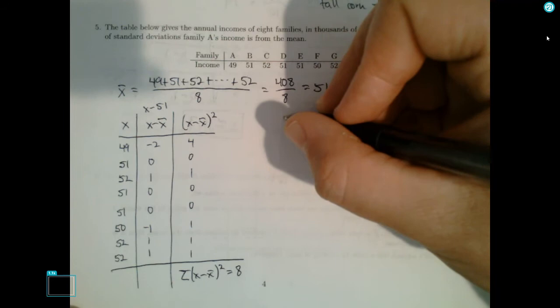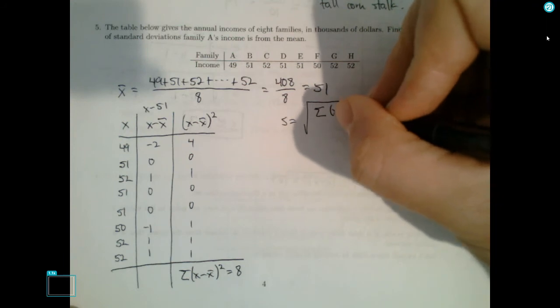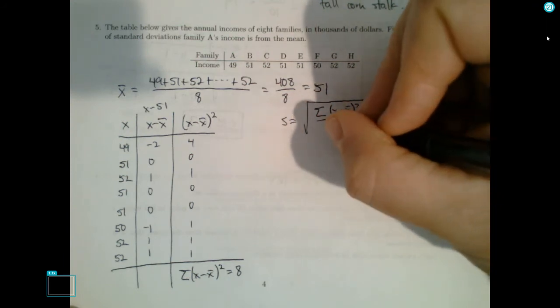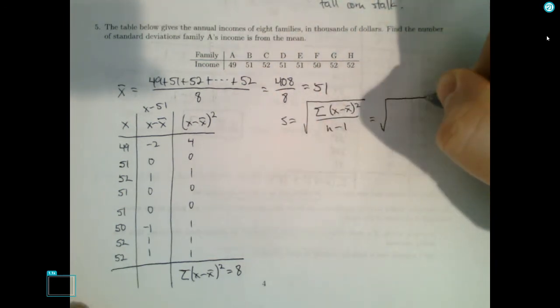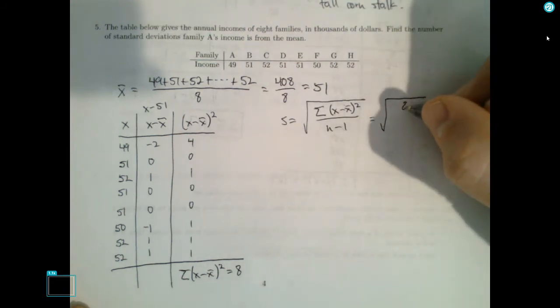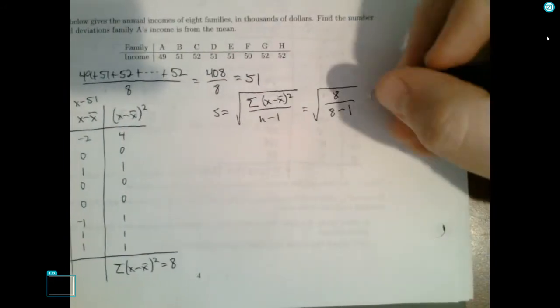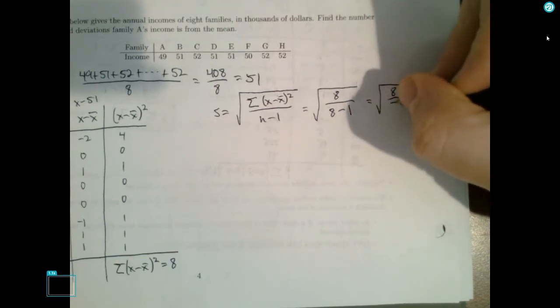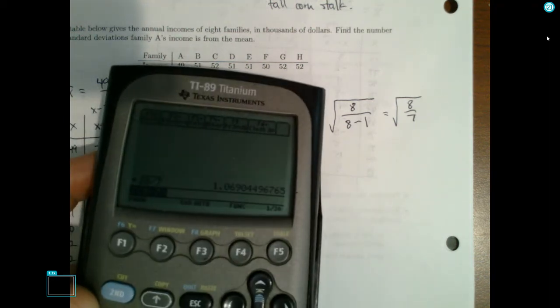Okay, so s is the square root of the sum of the squares of the deviations divided by n minus 1. So that's going to be the square root of, this whole chunk is 8. n was 8. So this is going to be the square root of 8 divided by 7. Square root of 8 over 7 is about 1.1.